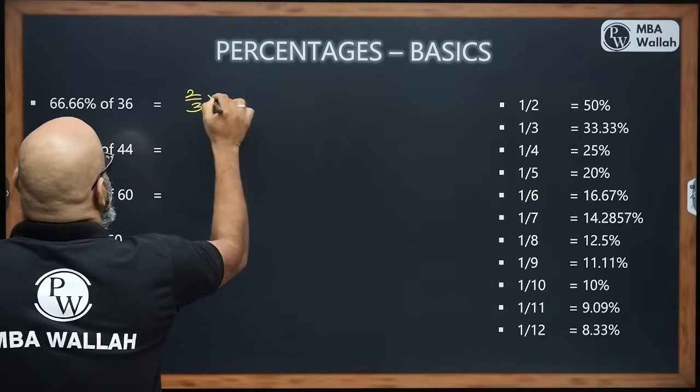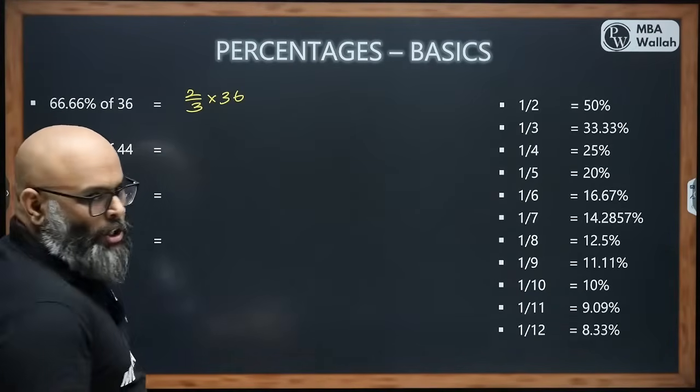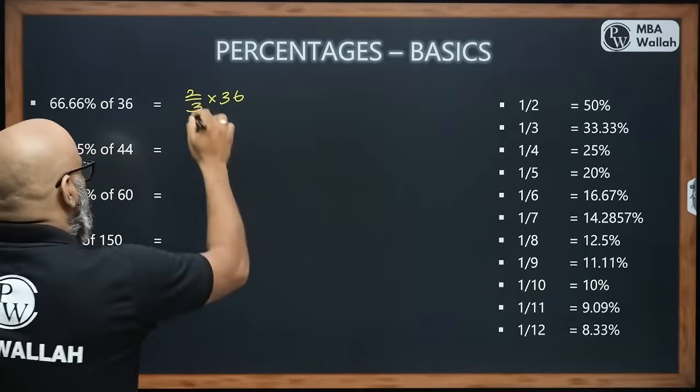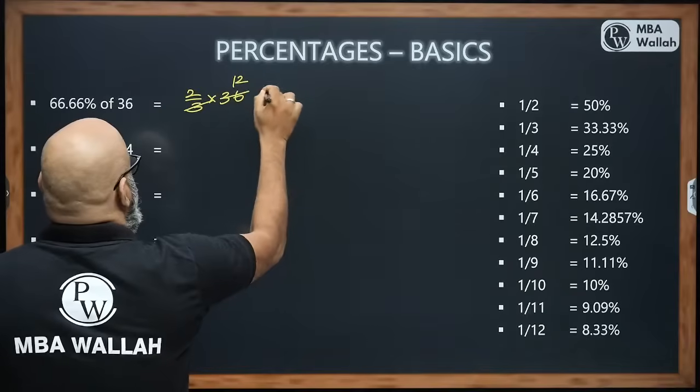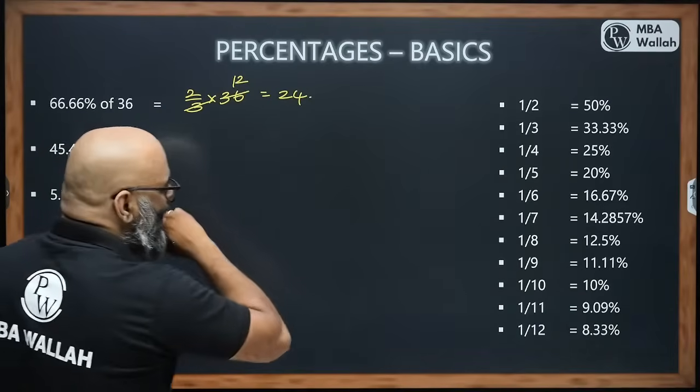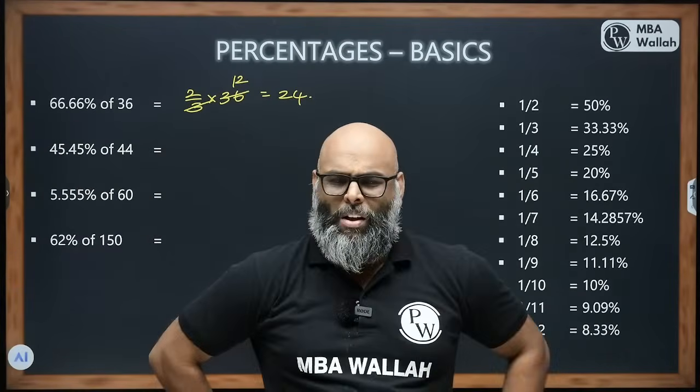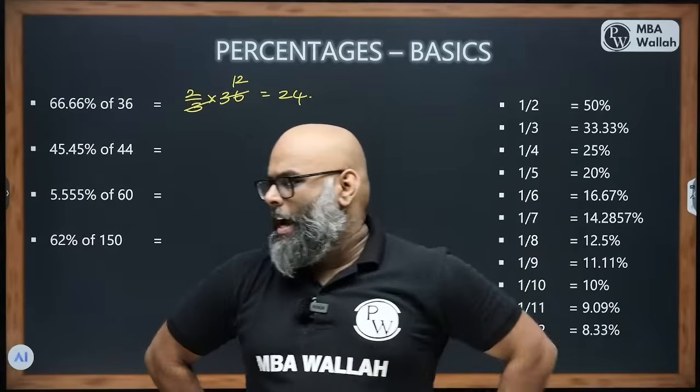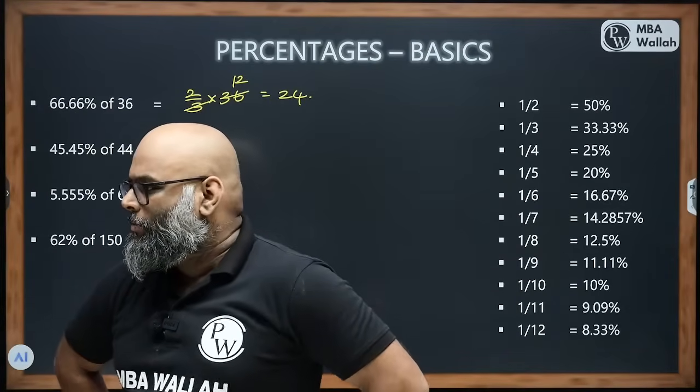2 by 3 into 36. Now the job becomes easy, right? So divide this. This is 12 times, so this is 24. Right? That's all. As simple as it can go.